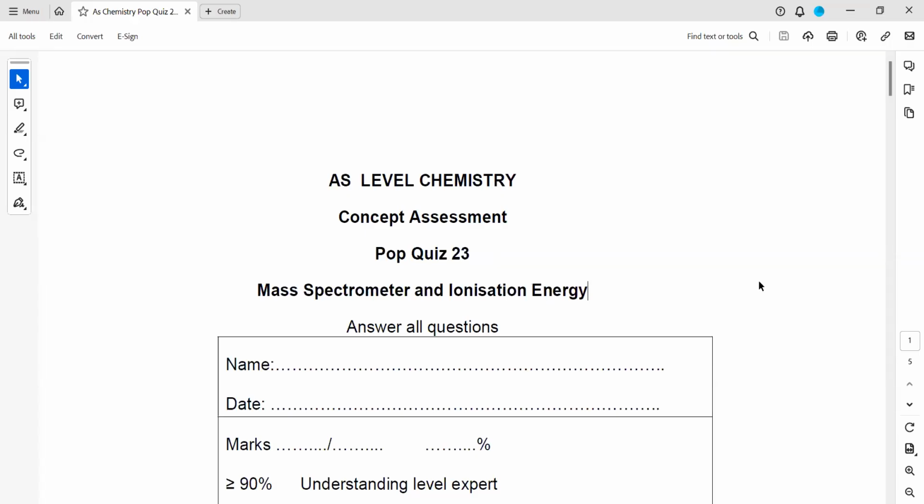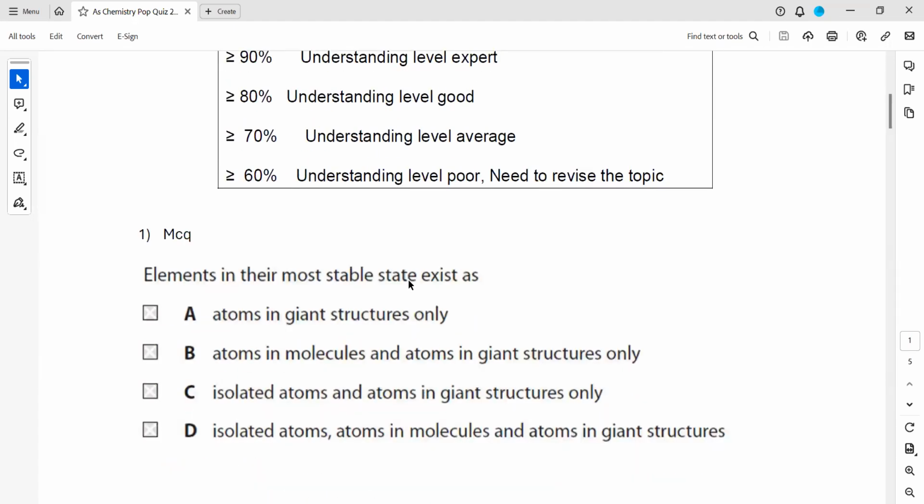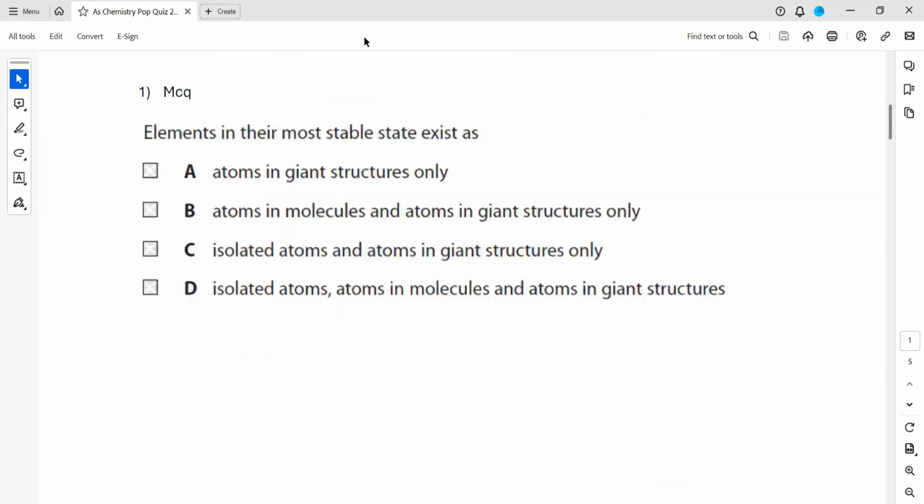So, mass spectrometer and ionization energy, pop quiz 23. In the first question, there are MCQs in this pop quiz. Elements in their most stable state exist as... if elements are most stable, how will they exist?